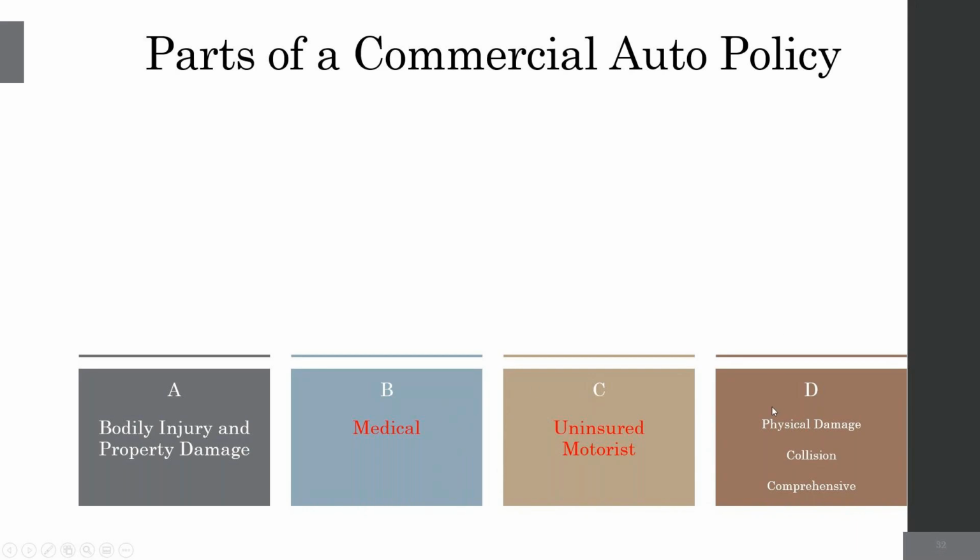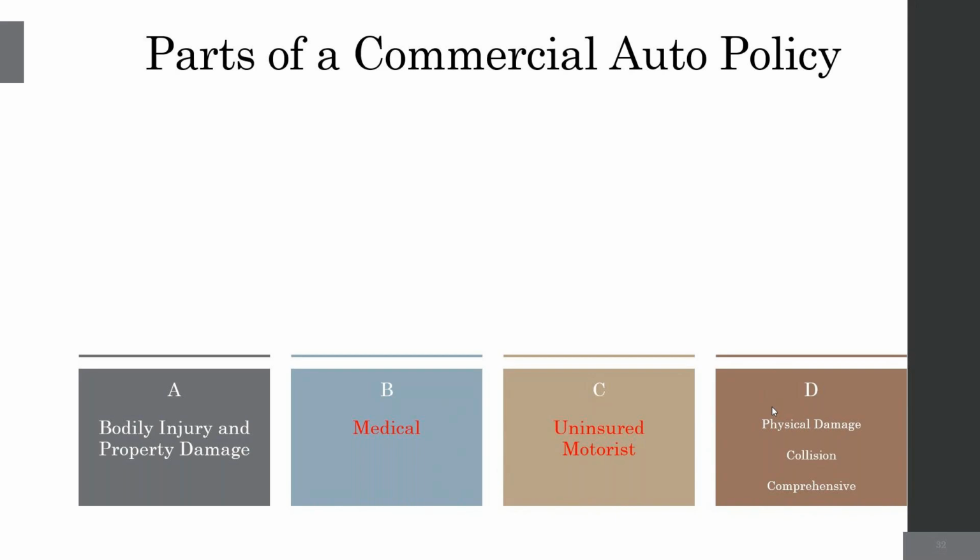Now, coverage D, physical damage. This covers damage to the vehicles. We have collision, which is damage to your vehicle because you caused it. For personal lines, the physical damage is collision and other than collision. But for commercial, the physical damage is collision and comprehensive. So collision is damage to your vehicle because you caused it, like you drove into a tree. And then comprehensive is damage to your vehicle that you did not cause, like a tree fell on your car.